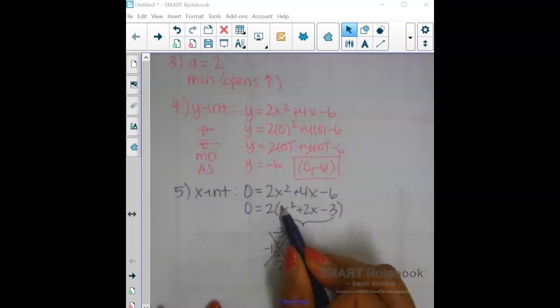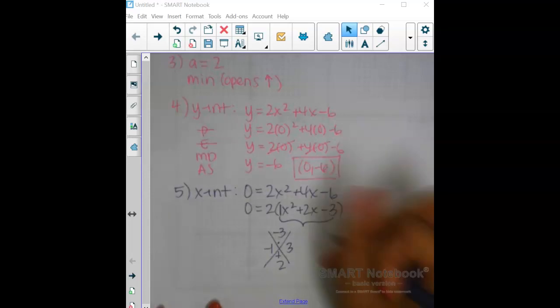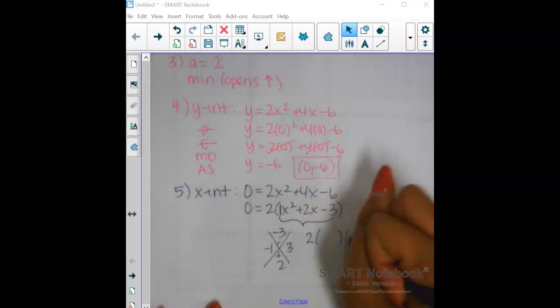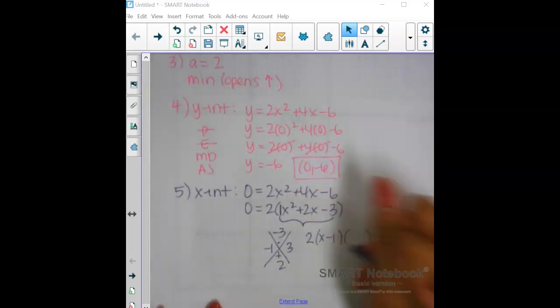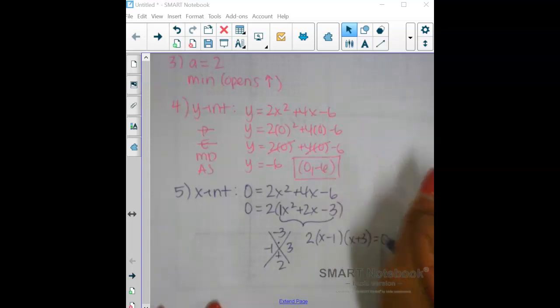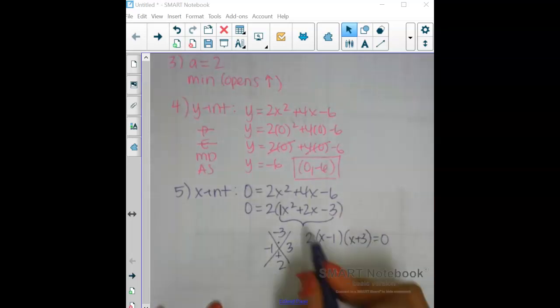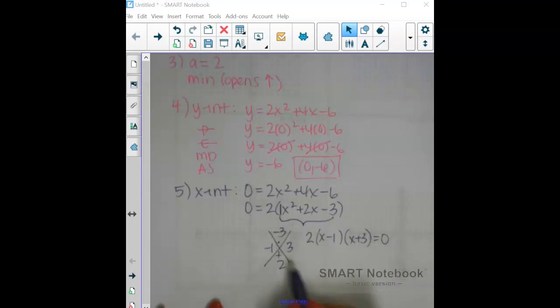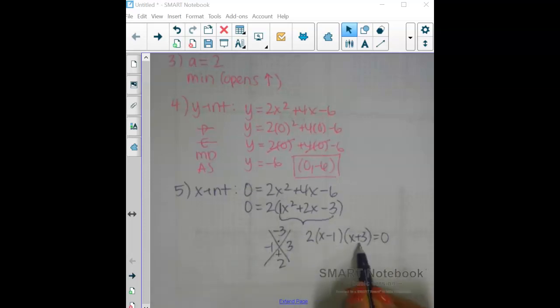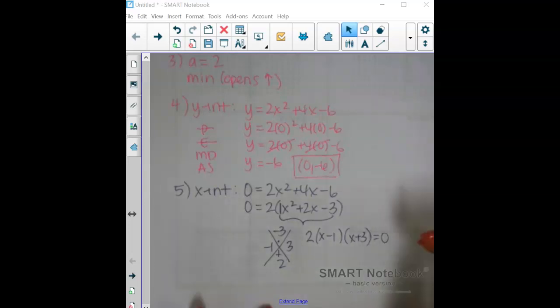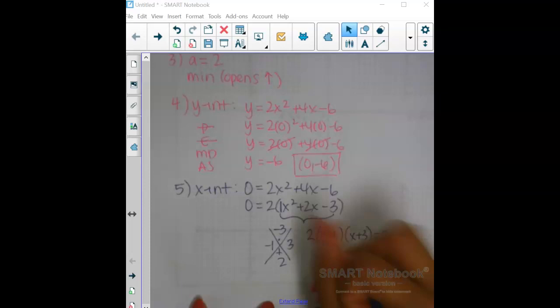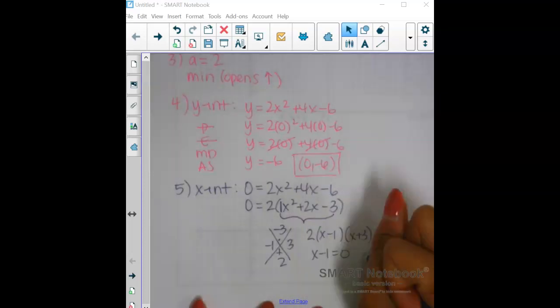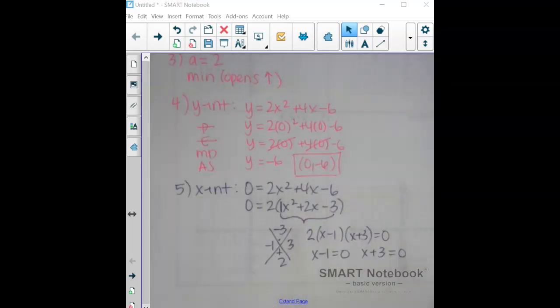I can just rewrite, since its leading coefficient's 1, I can rewrite my problem as 2, x minus 1, and x plus 3. Since this leading coefficient is 1 that I factored, I can just rewrite both of these as an x plus and an x minus, whatever the signs are. Last part is to actually solve. So we're going to take each of these and set them equal to 0. And again, we are finding the x-intercepts. That's why I labeled it that way.